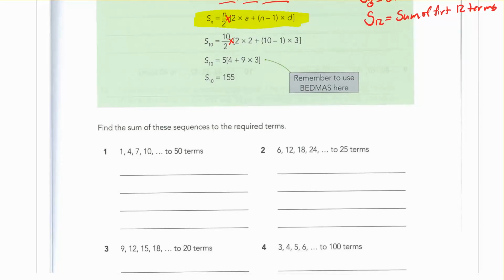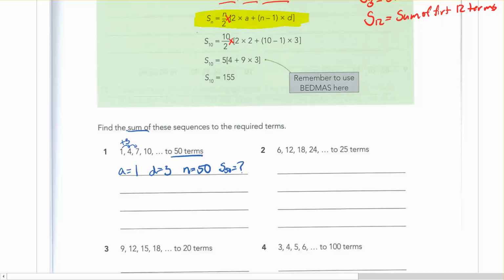So if we took a look at some examples here, here I know that a is equal to 1, and my d looks like it's going to be plus 3, so d is equal to 3. And they want me to find the sum of the first 50 terms, so n is going to be equal to 50. So I could add 1 plus 4 plus 7 plus 10 plus 13 and keep adding up all those terms until I've added all 50 of them. But this formula is what does it for us.